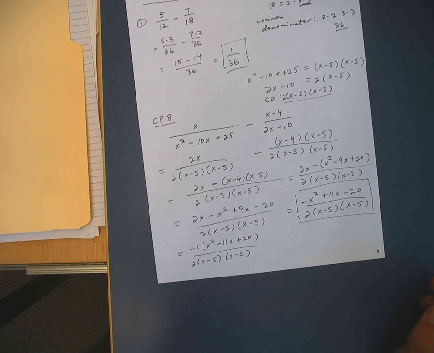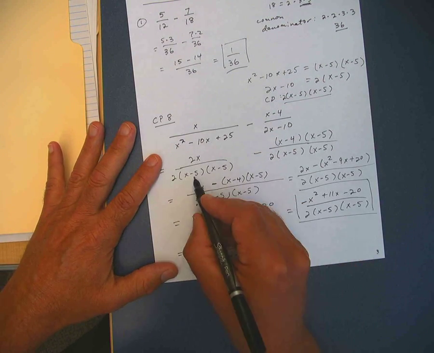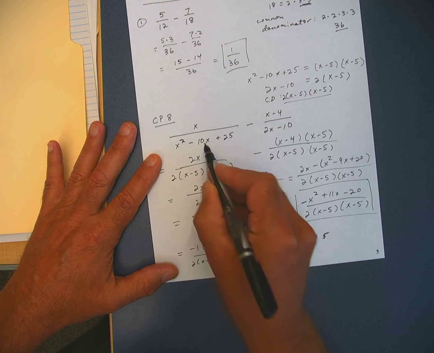Of course, you should always go back and note your restrictions. The only one we have to worry about, x cannot be equal to 5. Otherwise, we'd be dividing by 0.